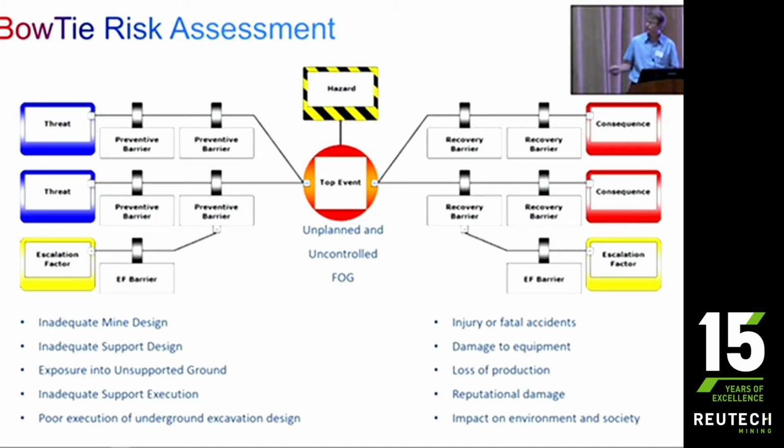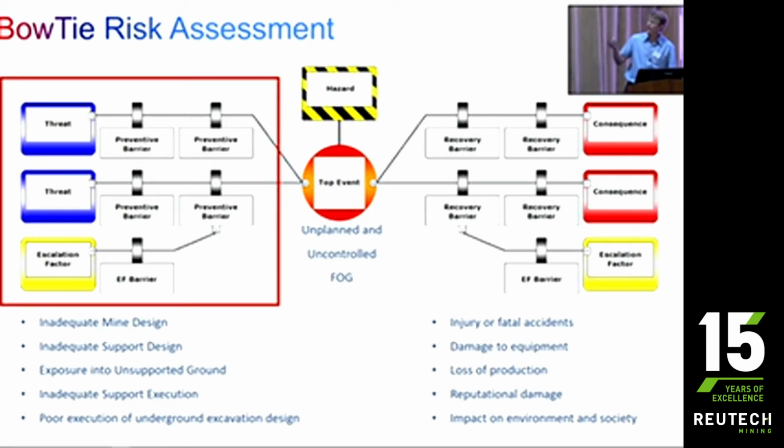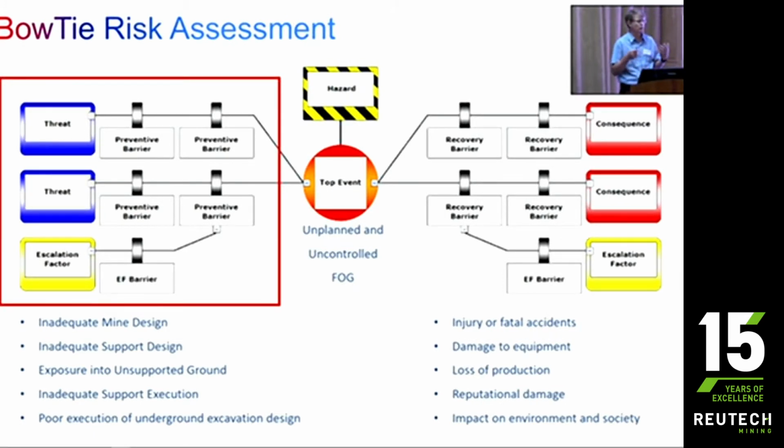Now, in the center of the bow tie is your top event. This is the thing that you want to prevent. And in our case, we want to prevent unplanned and uncontrolled falls of ground. Now, on the left-hand side of the bow tie, these are all your threats. These are the things that, if they go wrong, will lead to the event, to your unplanned and uncontrolled fall of ground. And in our case, it's things like inadequate mine design, inadequate support design, exposure into unsupported ground, inadequate support execution, and not mining according to plan.